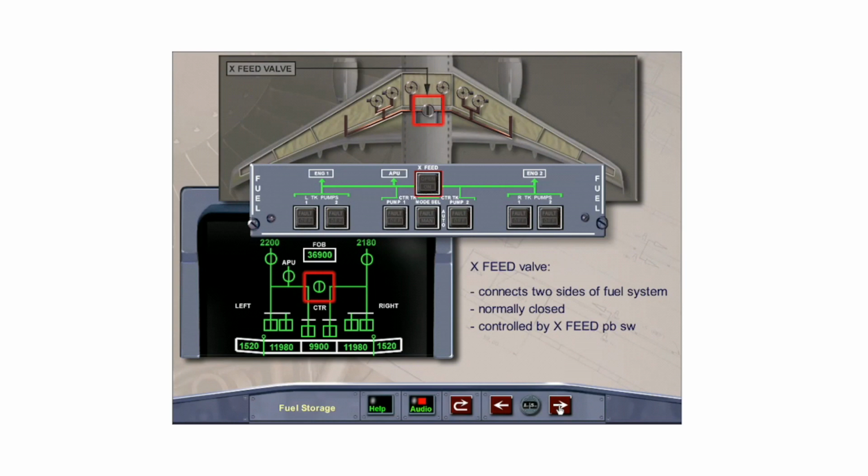When the push-button switch is pushed in, the white ON light illuminates, and when the valve is fully open, the green OPEN light illuminates on the switch. Select the cross-feed push-button switch to the ON position.